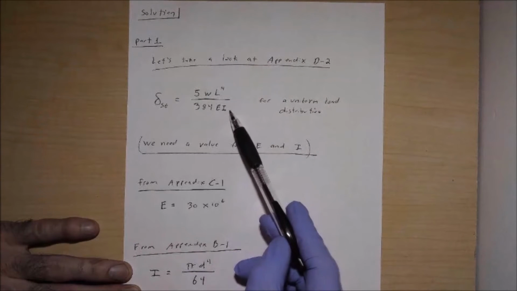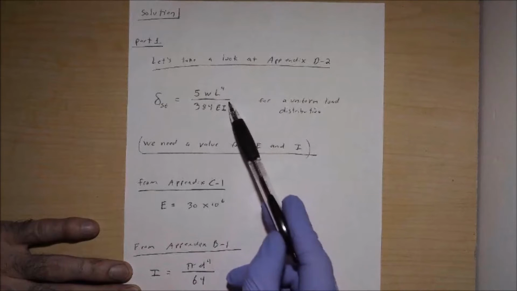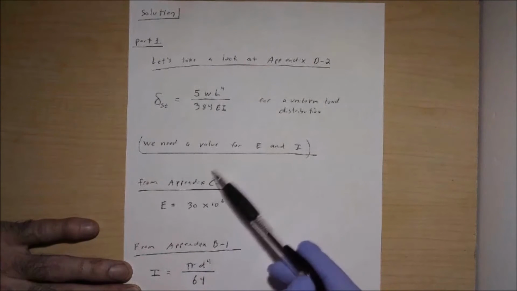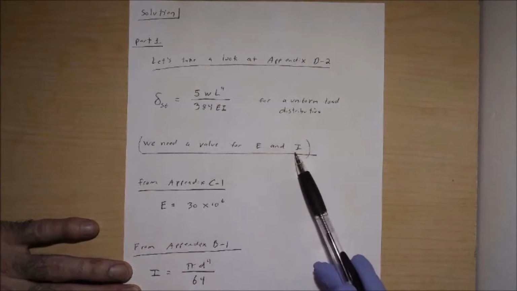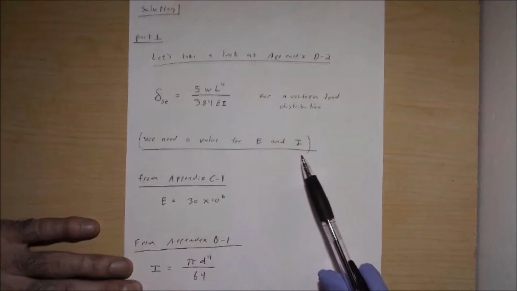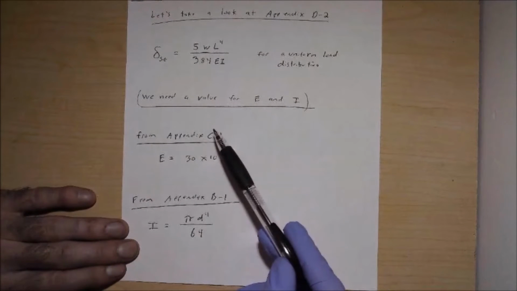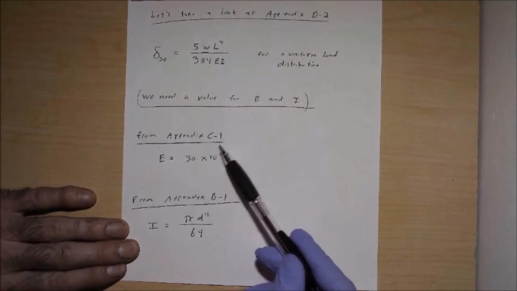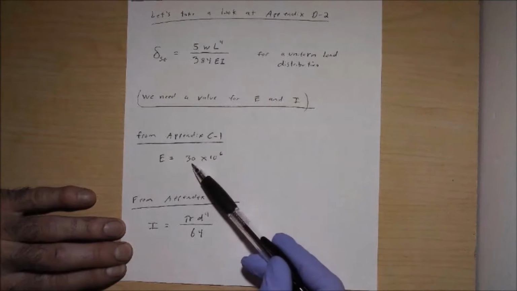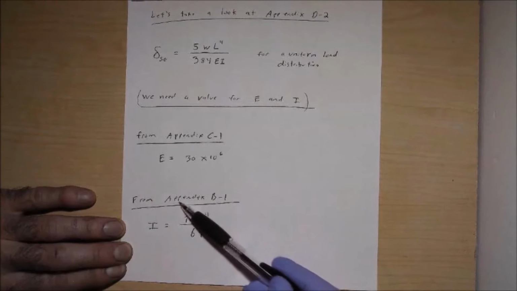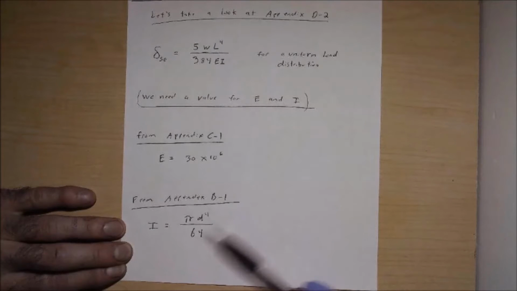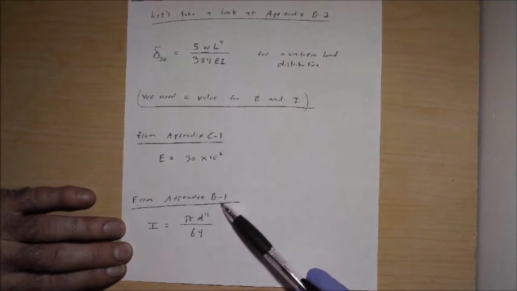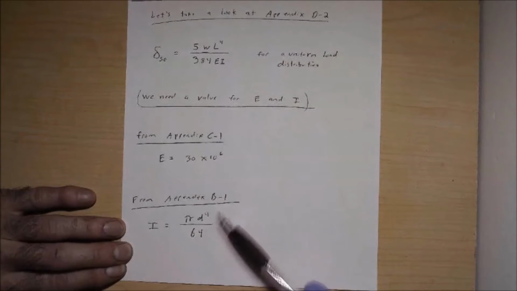Within this, I know I'm going to need a couple more of these variables. One thing I know I'm going to need for sure is my modulus of elasticity and my I value. We can go to Appendix C1 and B1 to get these two values. In C1, we get our modulus of elasticity equal to 30 times 10 to the 6. Then in Appendix B1, we get I equal to pi d to the 4th over 64. So now let's take a look at Appendix C1, and then B1, and see where we got these values and relationships from.